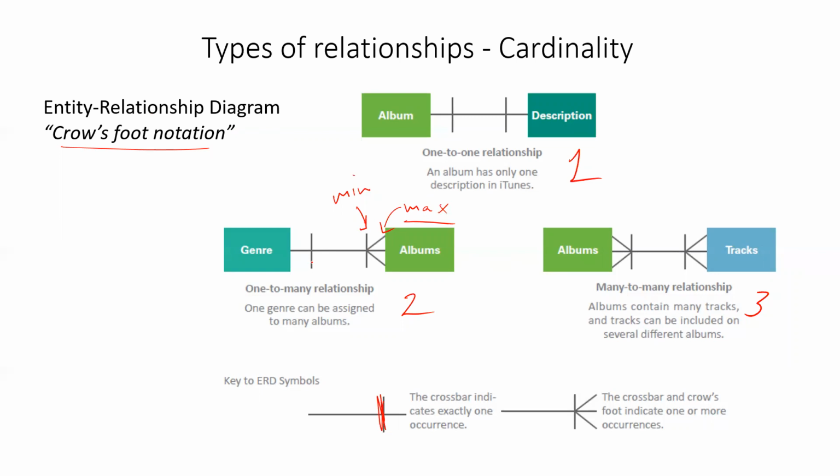So how do we read this? Well, we read it: one genre can be assigned to many albums. One genre can have many albums, the many here, but one album can only have one genre.